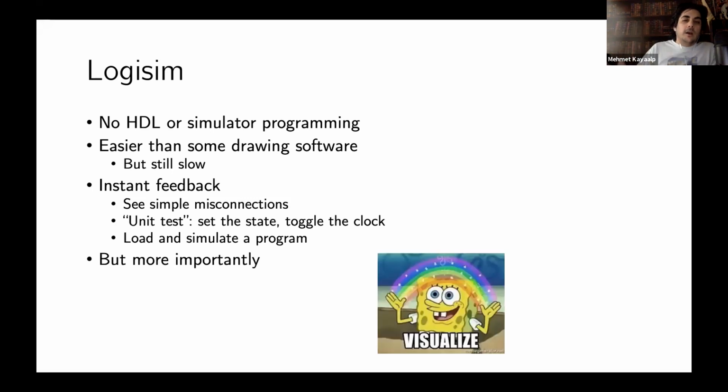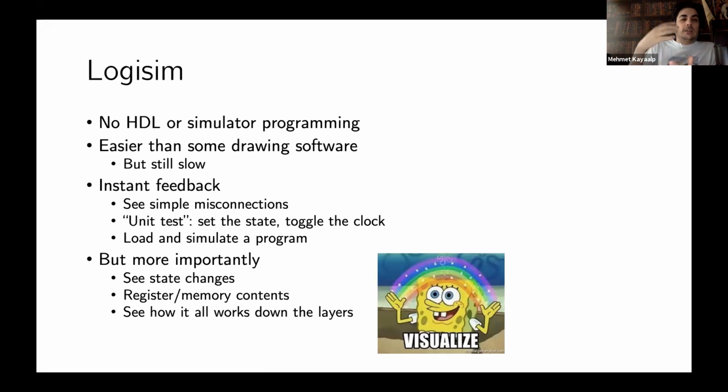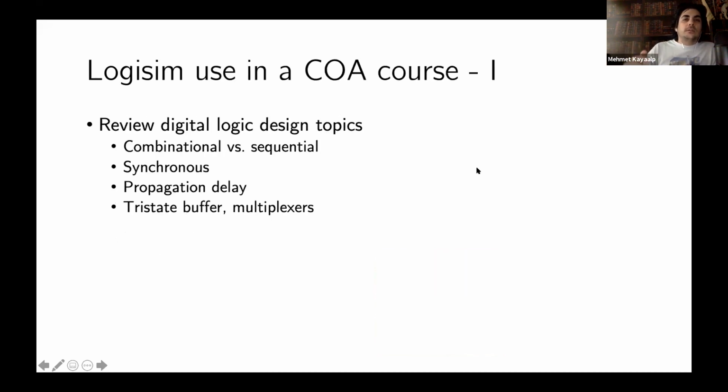More importantly, they can visualize how a data path works and how control is implemented. So they can actually see the wires lighting up and down. And this is seeing the state changes, seeing register and memory content changes, and they can really go down in the layers of abstraction to see how everything works. So the way we started out was to just use this for control and data path, but then it slowly reached every aspect of the course.